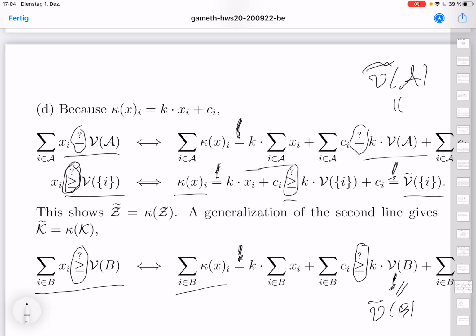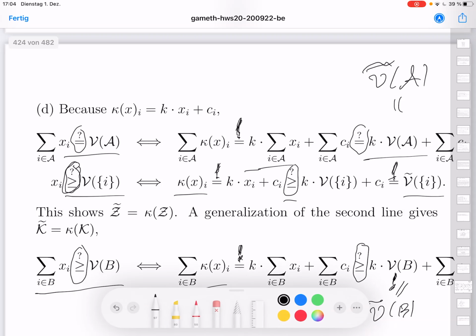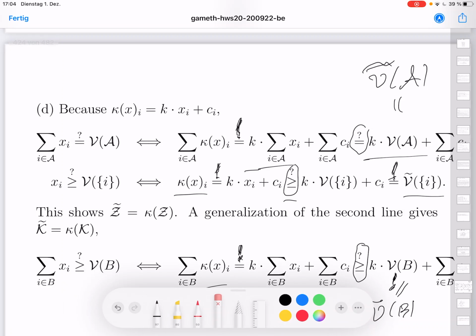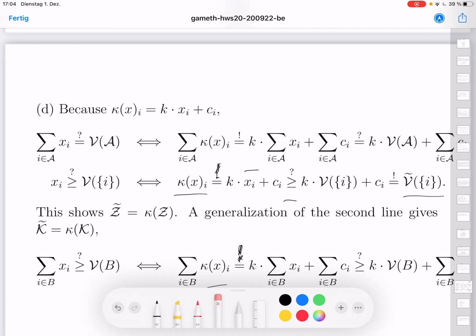Again, we have the sum of c_i for i in B on both sides, and the inequality from the left side is just multiplied by k, which is positive, on the right side. So the positivity of k is important here for the preservation of the non-strict inequalities. So this tells us that the core of the first game is mapped by kappa to the core of the second game.